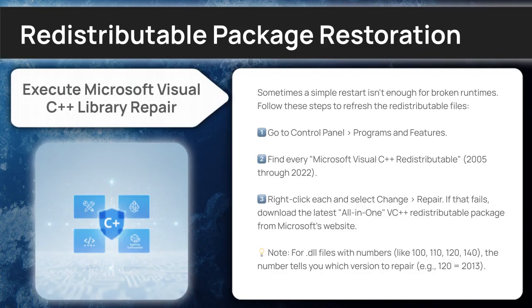First, go to Control Panel, then select Programs and Features. Second, find every Microsoft Visual C++ Redistributable 2005 through 2022. Third, right-click each and select Change, then select Repair. If that fails, download the latest all-in-one VC++ redistributable package from Microsoft's website.